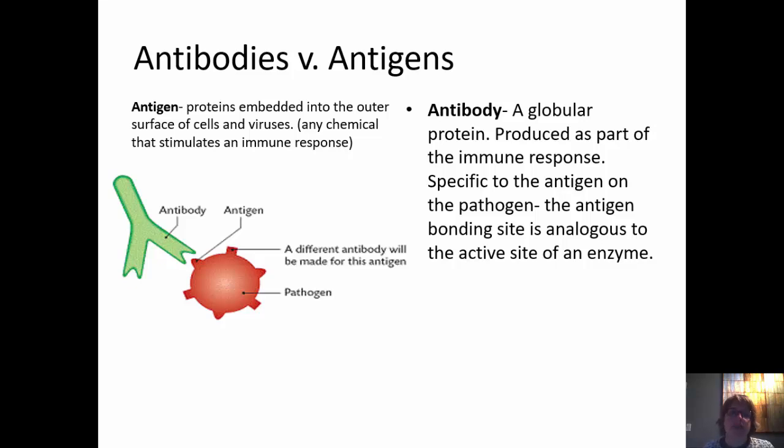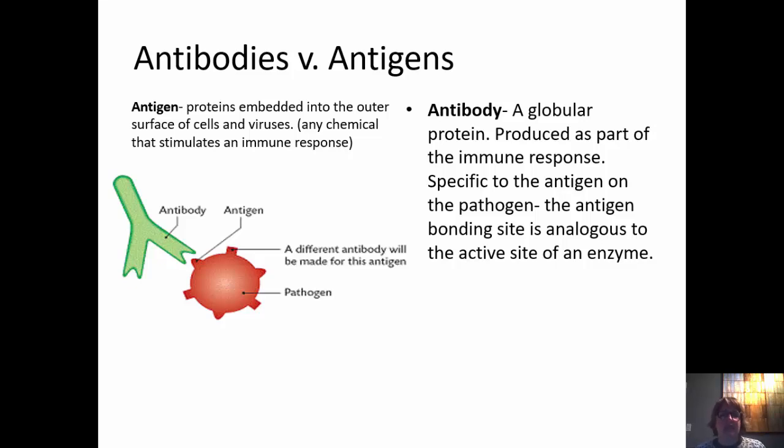So let's talk about what these antibodies and antigens are. Antigens are just proteins that are embedded on the outer surface of a cell or a virus. Any chemical that stimulates an immune response is going to have an antigen on it. You can see here in this red picture, we have two different shaped antigens, and so they will interact with the other particle, called an antibody, differently.